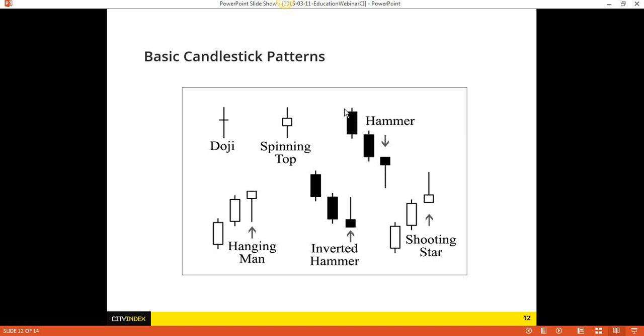And especially if this is after a pullback. If this is after a pullback within an uptrend, you have price coming down, trying to continue the pullback, but you have support here, coming back up and getting rejected here, then I'm looking for a breakout to the upside in the direction of the trend, and that hammer is reinforcing my outlook or my position.